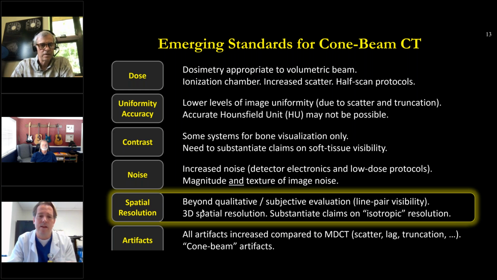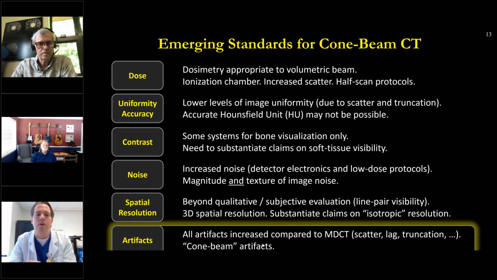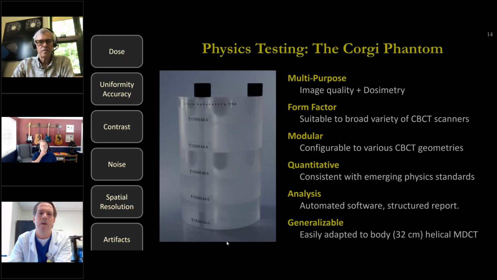The spatial resolution in cone beam CT is beyond what you could reliably assess through conventional qualitative subjective measures like line pair patterns, but it's also 3D. It's an intrinsically fully 3D modality. So we need to characterize the spatial resolution in all 3 dimensions beyond just slice thickness, and to substantiate claims of isotropic resolution. And finally, cone beam CT suffers all of the same artifacts as multi-detector CT, but usually to a greater extent, and introduces new challenges with respect to something called the cone beam artifact, which one should understand with respect to any system that they're using.